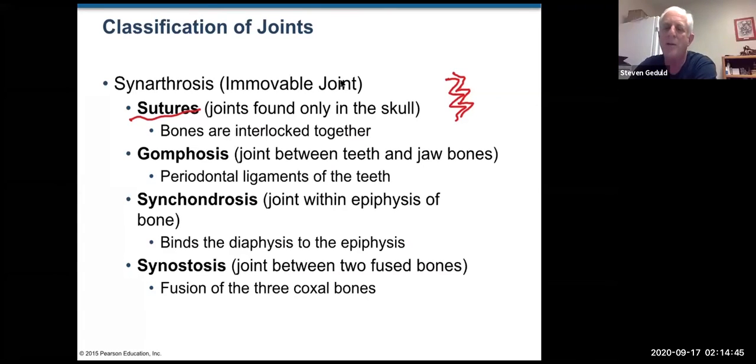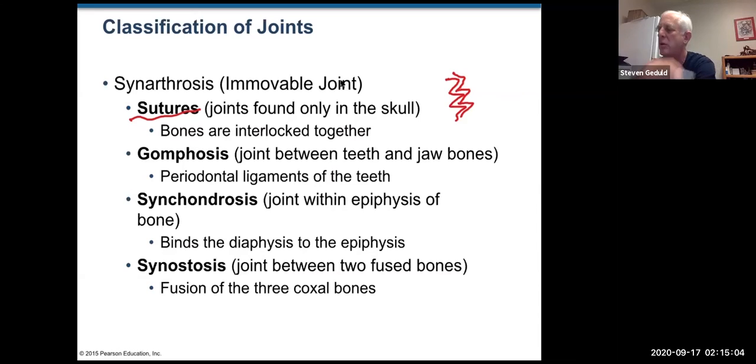The teeth are not fused to bone. Teeth are attached to the bone in the alveolar socket by the periodontal ligament. These are little fibers that connect the teeth. So teeth aren't in solid bone. That's why they have a joint between them.